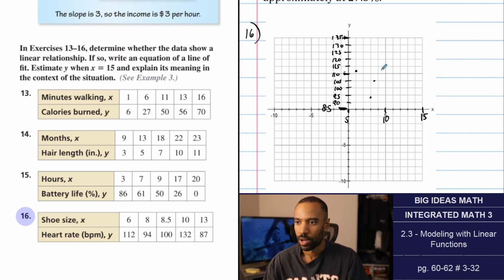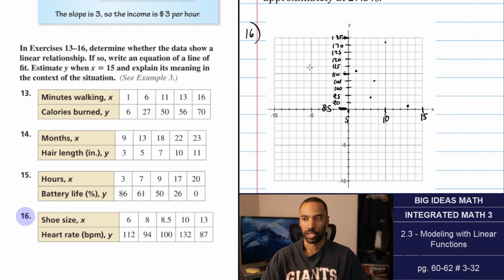10 and 132. Here's that top one. Jeez. And then 13 and 87. 87's right here. Yeah, see, when you look at this data, there's no relationship here.